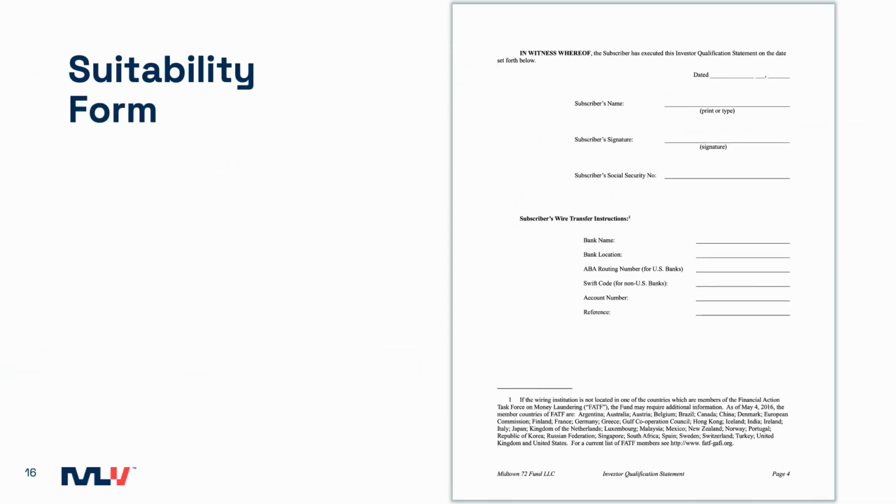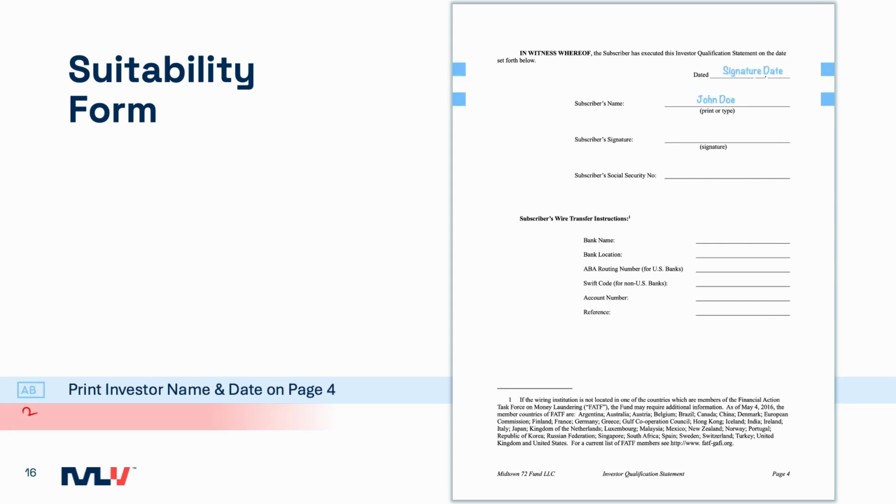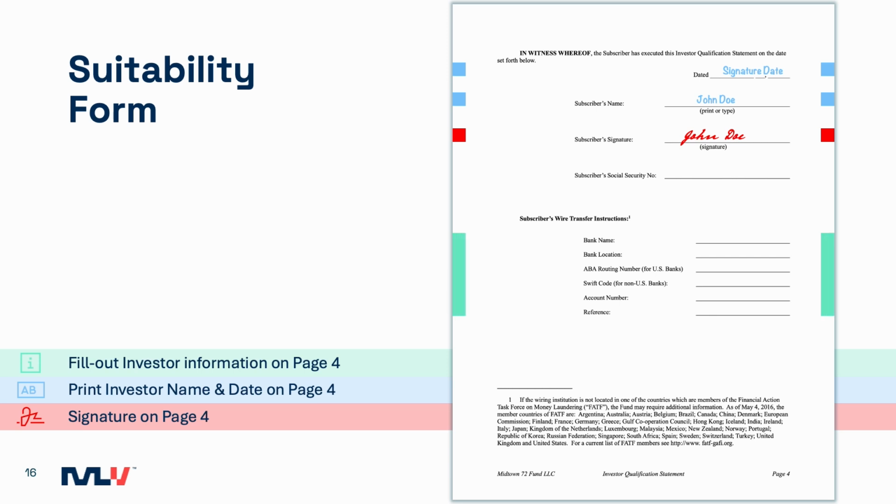Lastly, on page 4, write the signature date and print the investor's name as indicated in blue. The investor should sign their name as indicated in red. The investor should write in their bank information as indicated in green. This is the bank the investor anticipates wiring the investment administrative fee from.